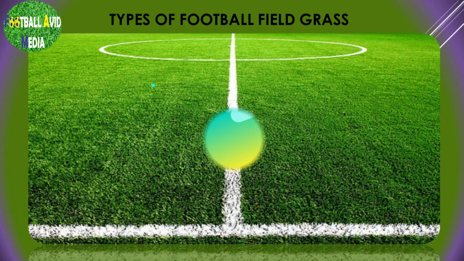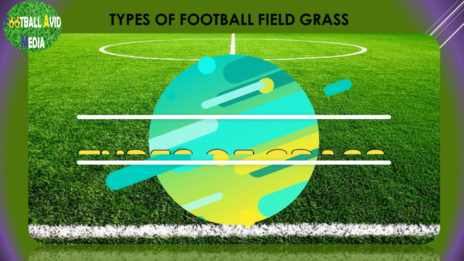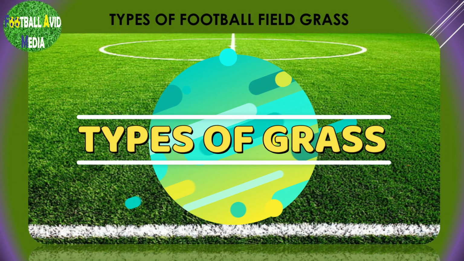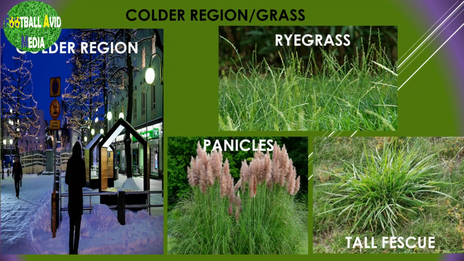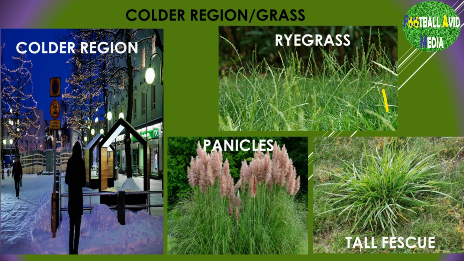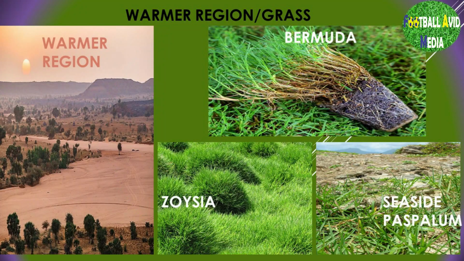Talking about the types of grass. Depending on the climate, different grasses are needed. In colder regions, grass species such as ryegrass, bluegrass, and tall fescue are used. In warmer regions, species such as Bermuda grass, zoysia species, and seashore paspalum are used.